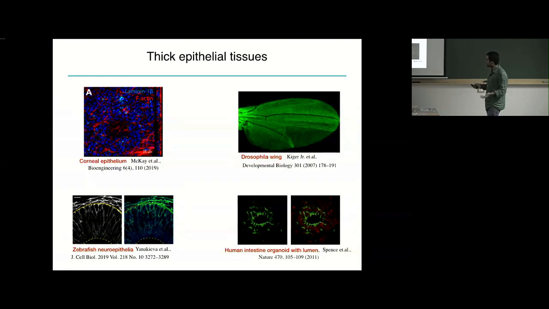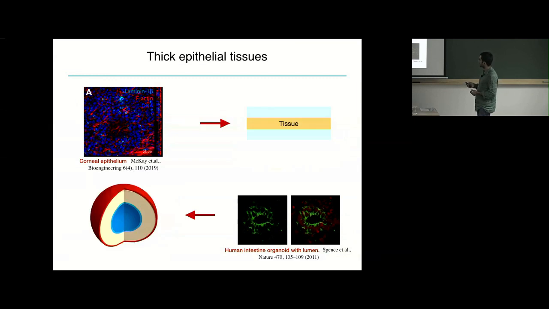Now, today, I'll mainly focus on two kinds of tissues. One is a thick tissue that is surrounded by fluid on both sides, and the other is modeling spherical tissues with a lumen inside.